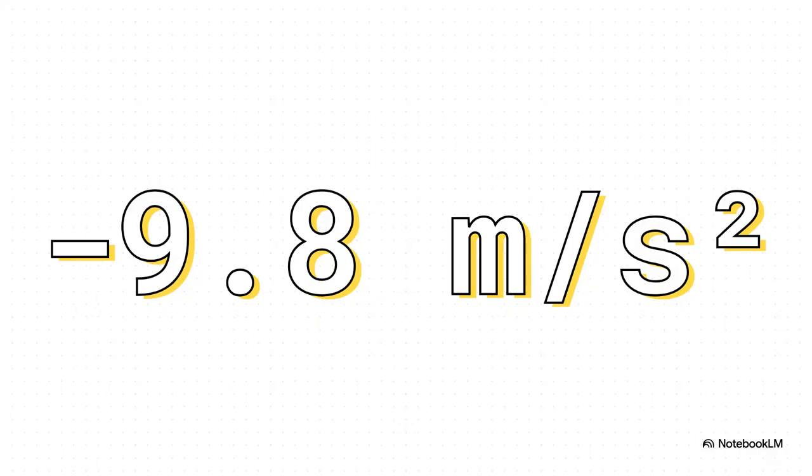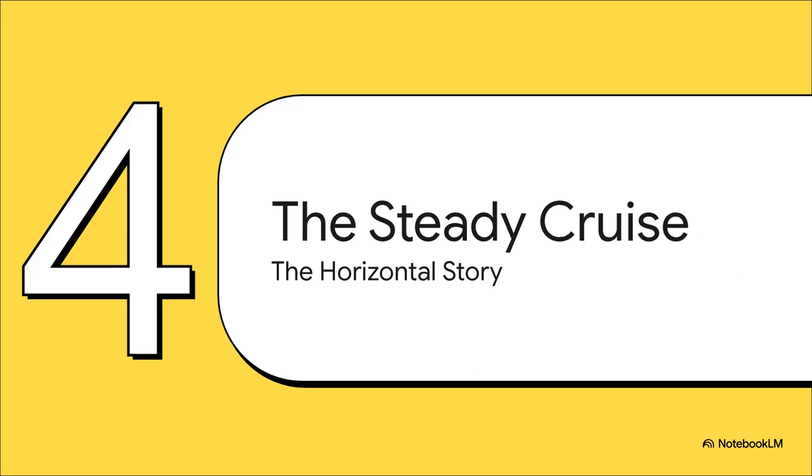And that constant acceleration has a number, a signature really. It's negative 9.8 meters per second squared. Now, that per second squared part might sound a little weird, but all it means is that for every second an object is in the air, its downward speed increases by 9.8 meters per second. And the negative sign? That just tells us it's accelerating down towards the Earth. Simple as that. Okay, that's story number one.